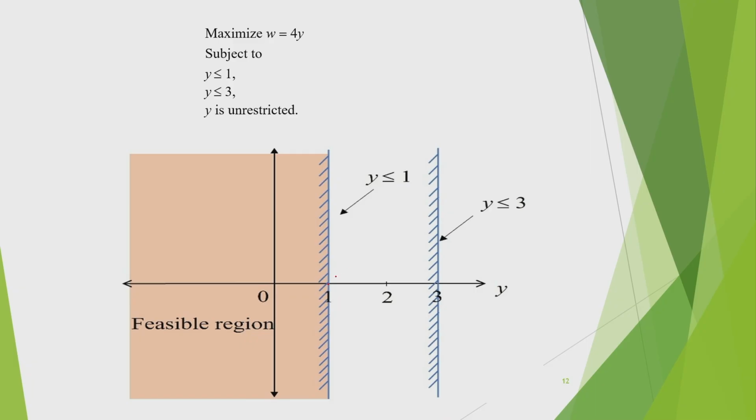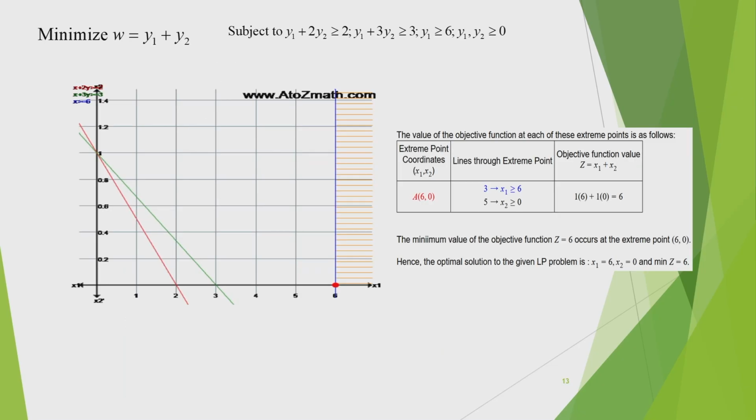So at most you can put y is equal to 1, and therefore the value is w is equal to 4. You cannot have the other side, you have negative values and you have this one. So that means even in a 1D problem you can make that. Minimize w is equal to y1 plus y2 subject to these types of constraints, y1 plus 2y2 greater than 2.